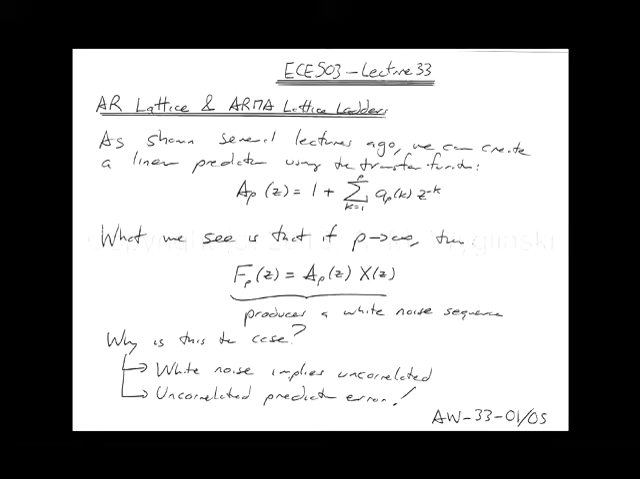So why is this the case? Because white noise, or just a white signal in general, means that it's uncorrelated. So from this filter, we can make an output sequence that is uncorrelated, and therefore the prediction error, which we hope is also going to be uncorrelated.